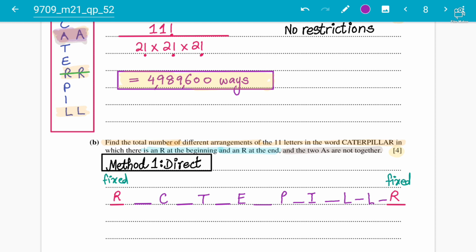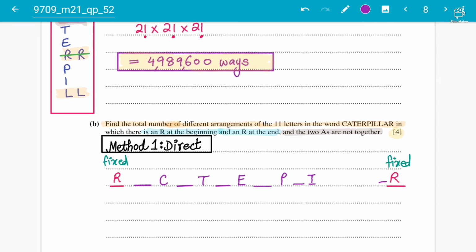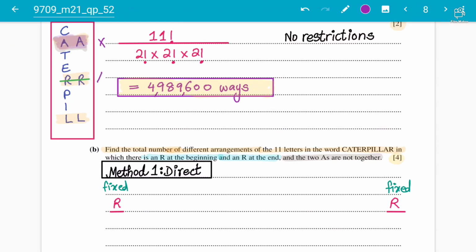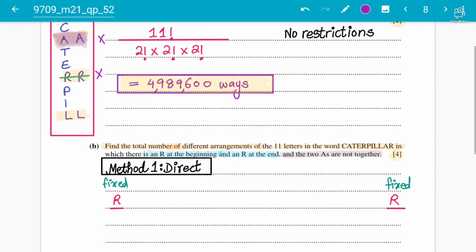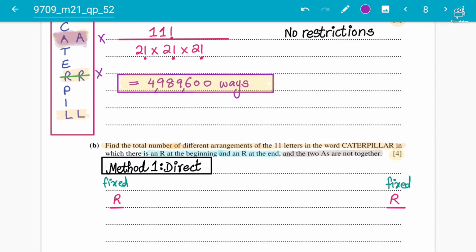Hope everyone is getting it, students. Let me write it down again for the spaces issue. You will write down all the remaining letters apart from the A's and apart from the R's. Why are you not writing R? I'm going to explain again. We are not writing R because R's will be at the beginning and at the end. Why are we not writing A's, sir? Because the two A's should not be together. That is why I'm explaining this again, students.